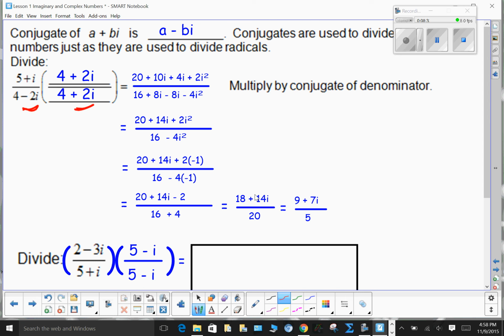I still have 14i. It's all over 20. Again, on the bottom, 16, 8i minus 8i, minus 4i squared. i squared is negative 1. That's how you got the plus. Everything's even, so I simplify it.